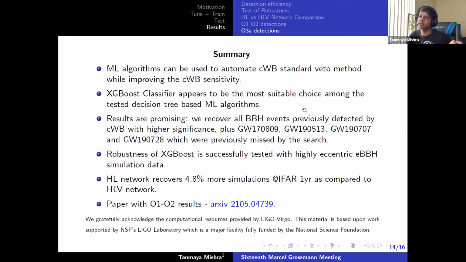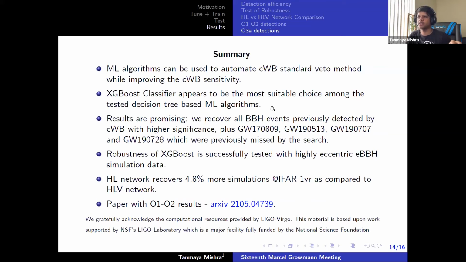Extreme gradient boosting appears to be the most suitable choice for CWB. And from the results, from observing run 1, 2, and first half of observing run 3, we have detected all the previously detected events by CWB with higher significance, along with 4 new events that were previously missed by the search.